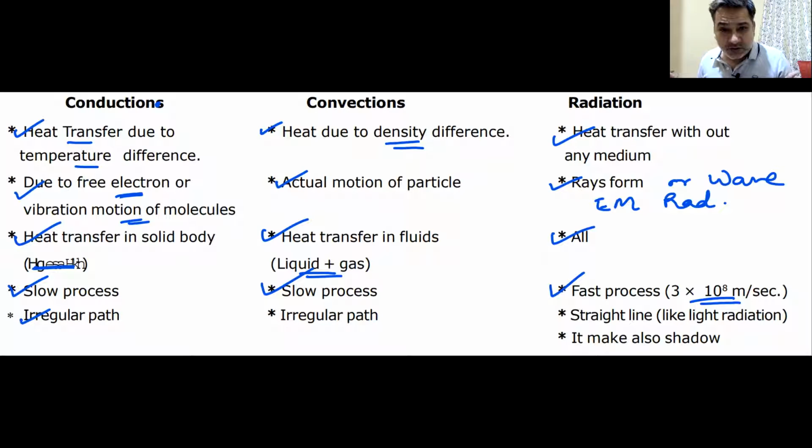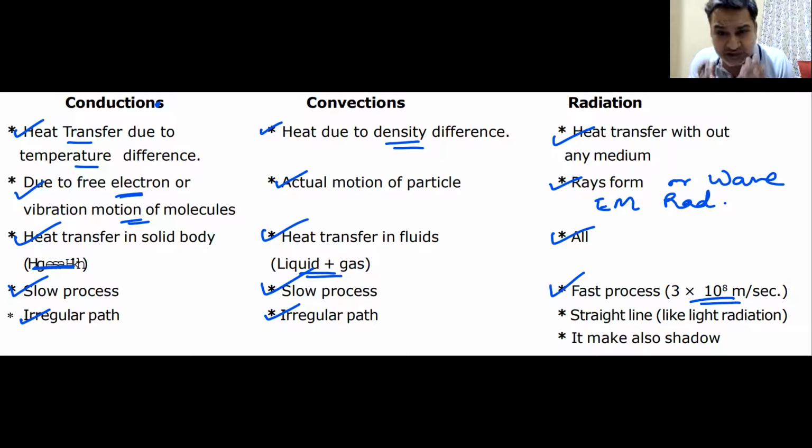Conduction is irregular. See, my pen, it can be of any shape. It will transfer in irregular paths. Convection is also irregular. You put your hands on top, you will feel heat. You put your hands on the side, you will feel heat. You put your hands like this, you will feel heat.